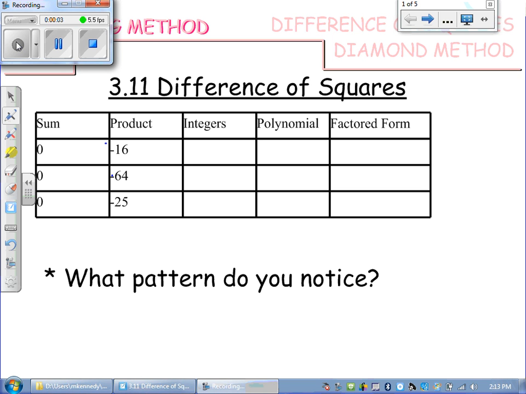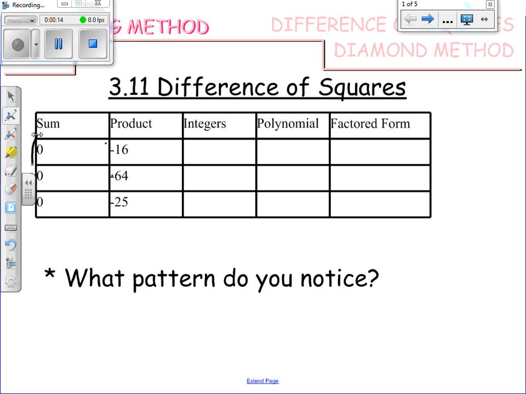Difference of squares. So difference of squares were those weird questions that we saw that didn't have a middle value, where the b was equal to 0. So what you're going to look at is right there. Your sum is equal to 0. So what can multiply to be negative 16 and add to be 0, Aaron? Negative 8. Yep, 8 and negative 8.